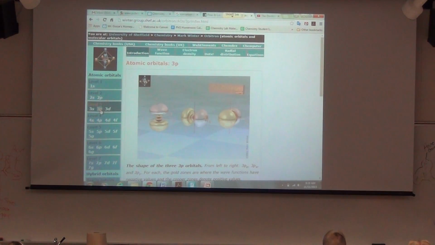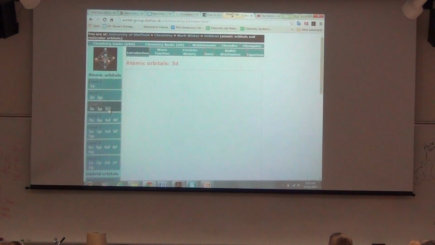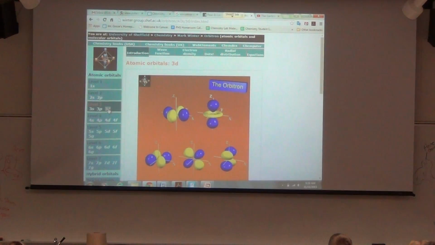And these are all artist renditions. Please don't think, whoa, like the 3p is so cool and springtime metallic. It is what it is. They're just artistic renditions. So then here would be the D. And now we have 5 different options because they get more complicated.